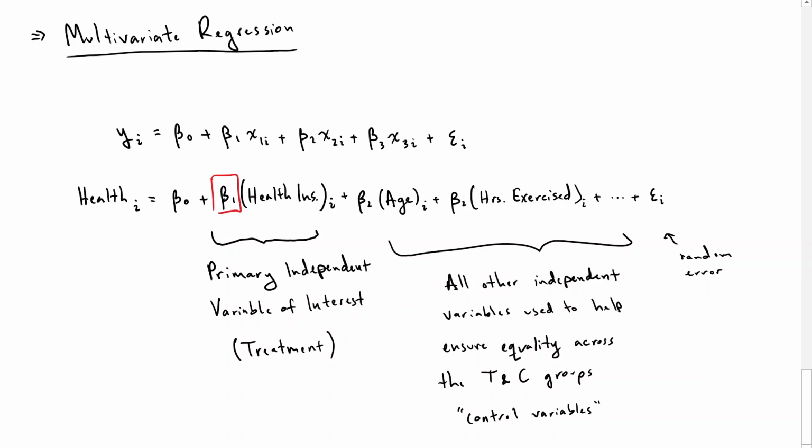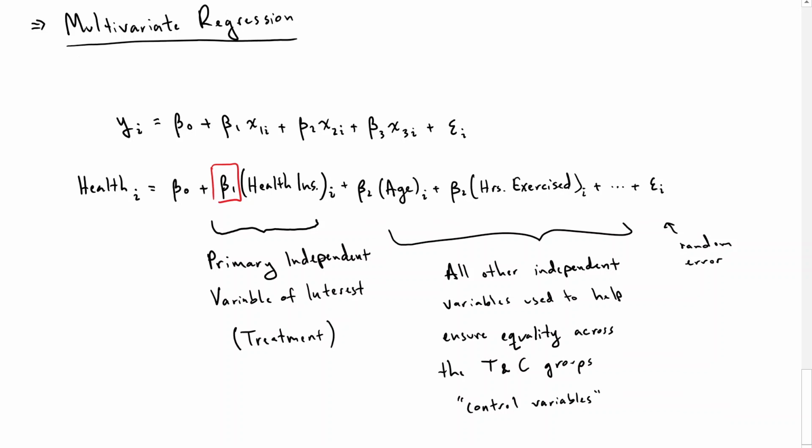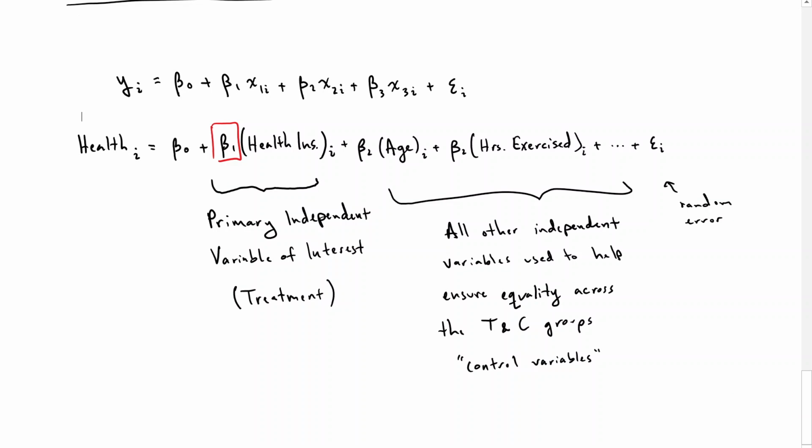But using our health insurance example from the previous chapter, if we're interested in looking at the effect of health insurance on health, we have our primary independent variable of interest, which is health insurance, and then all of these other variables, here we would have a bunch more, to help control for other factors that might impact a person's health other than health insurance.